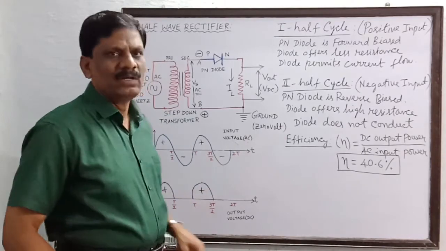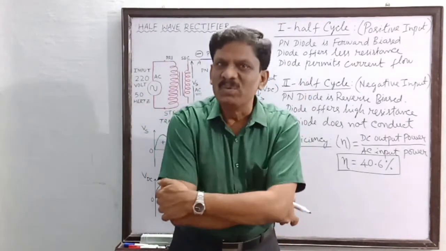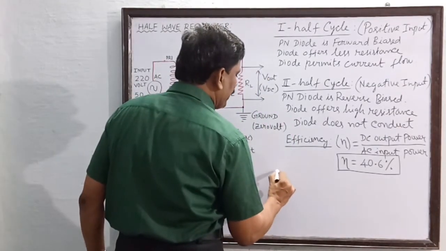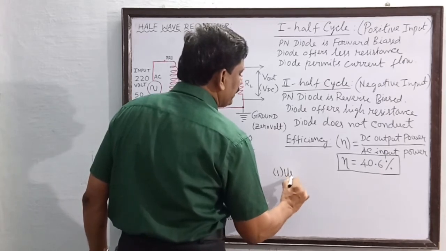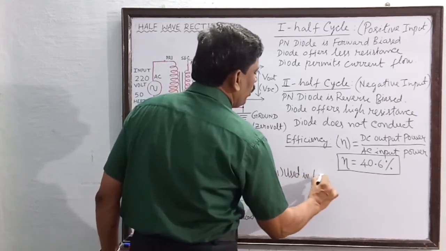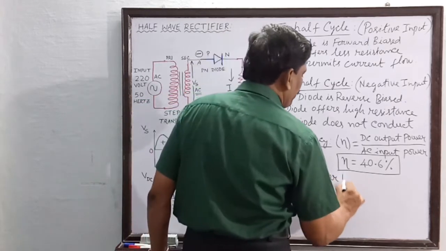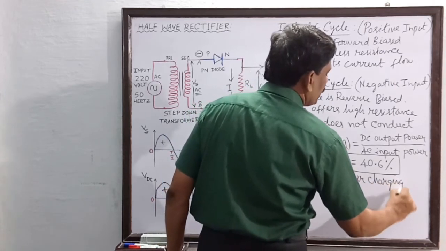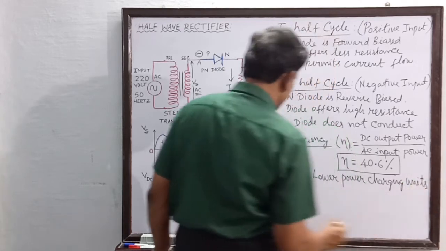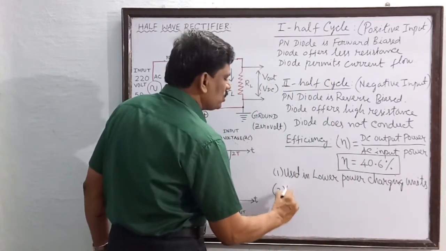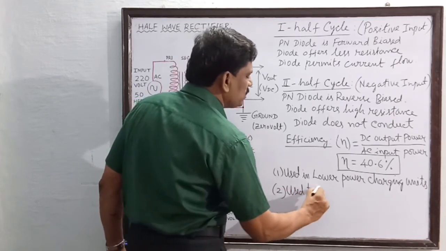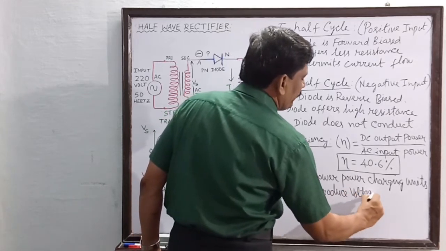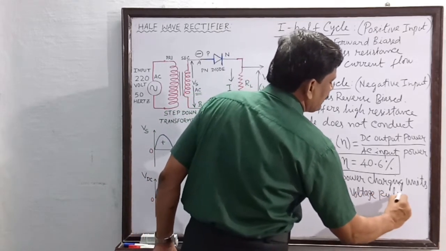Okay, now I will tell you where these rectifiers are used. Okay, students, where these rectifiers are used. See the application number 1. It is used in low power charging units, and it is used to produce voltage pulses, where we are using these voltage pulses in electronics.